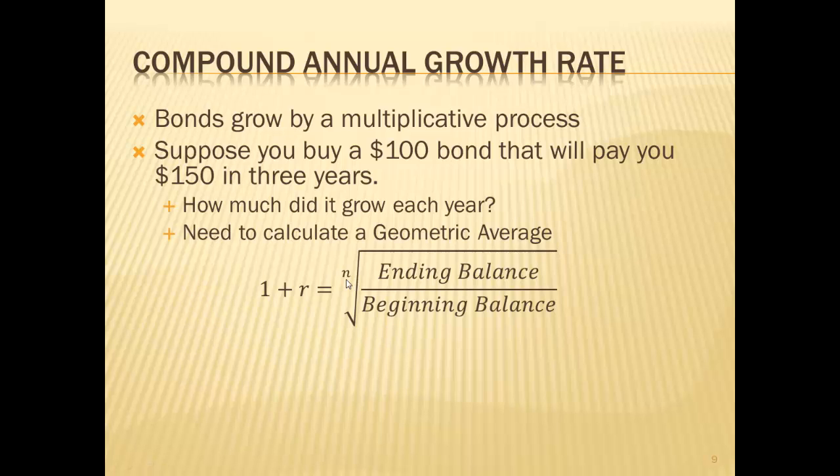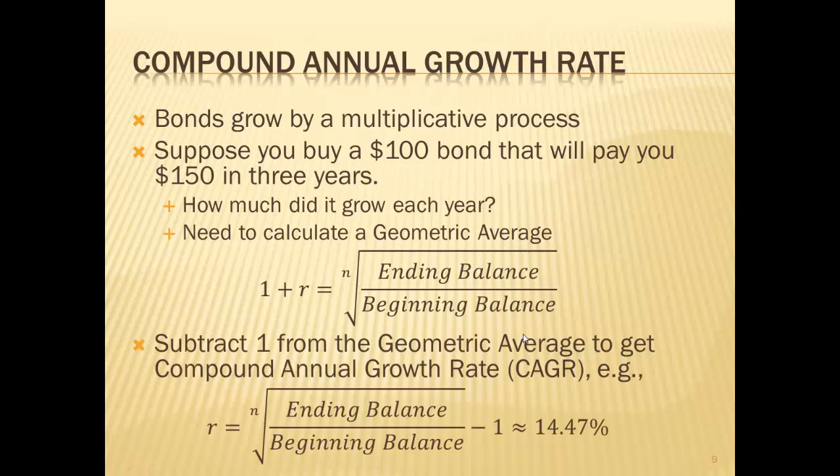So in the case of Gerald Ford, that n would be 2. He served for 2 years. For Bill Clinton, that would be 8. And then we take the ending balance divided by the beginning balance and put it in this radical sign. Now, what we're really interested in, however, is the compound annual growth rate. And for that, we just subtract 1 from our formula for the geometric average. In our case, we got approximately 14.47%.